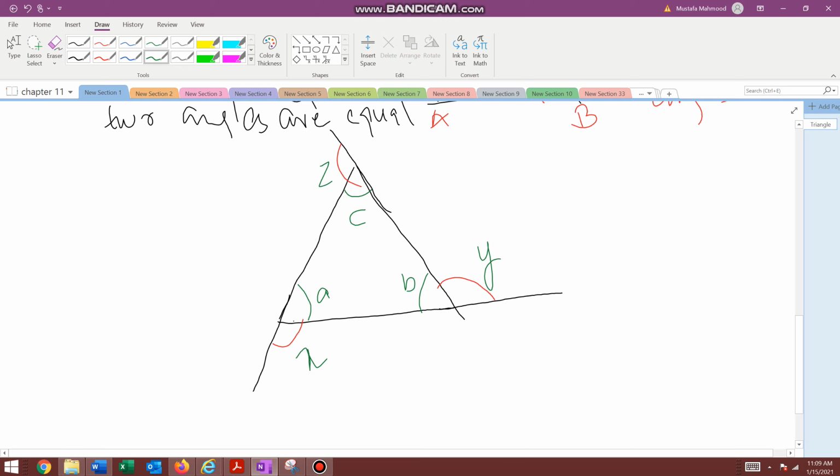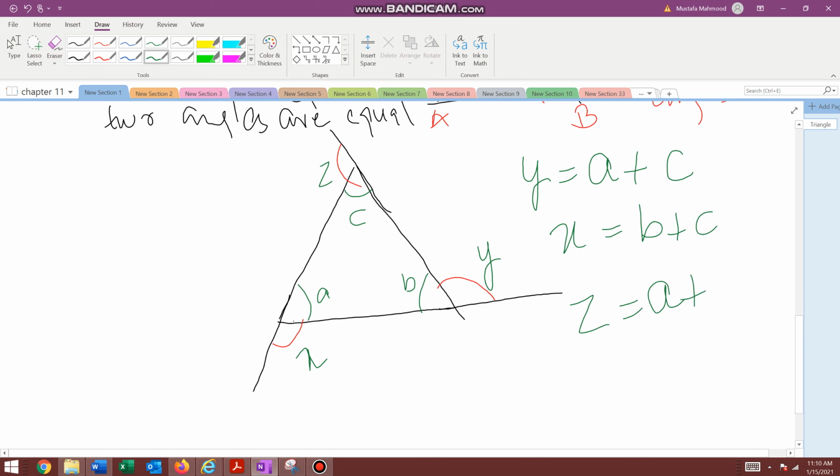Okay? The property of an exterior angle of a triangle is that it is equal to the sum of the two opposite interior angles. For example, for Y, the opposite interior angles are A and C. So Y will be equal to the sum of the opposite interior angles. For X, the opposite interior angles are B and C. So X will be equal to B plus C. And for Z, the opposite interior angles are A and B. So Z is equal to A plus B.